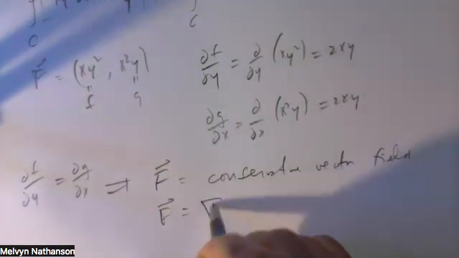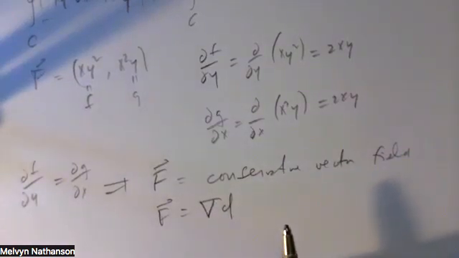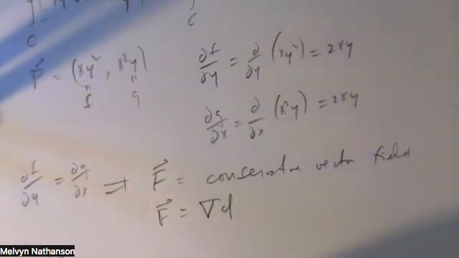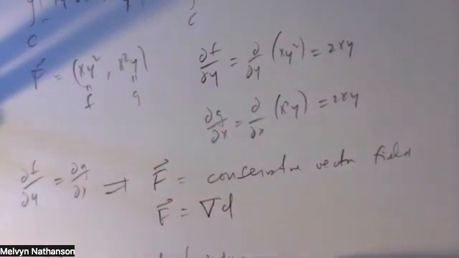F is the gradient of some function phi. And in fact, if we want to find phi, the partial of phi with respect to x is going to be xy squared. So phi is the integral of xy squared with respect to x. That's a half x squared y squared. Actually, a half x squared y squared will do it. If you take phi to be equal to a half x squared y squared, the partial of phi with respect to x is xy squared. The partial of phi with respect to y is x squared y.